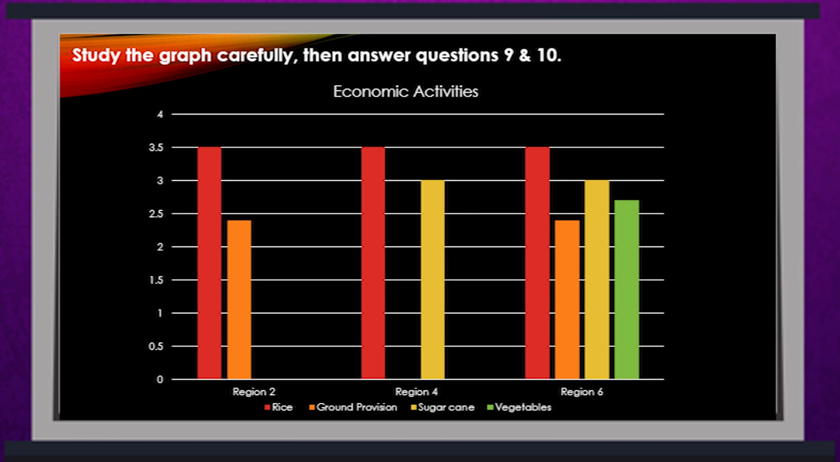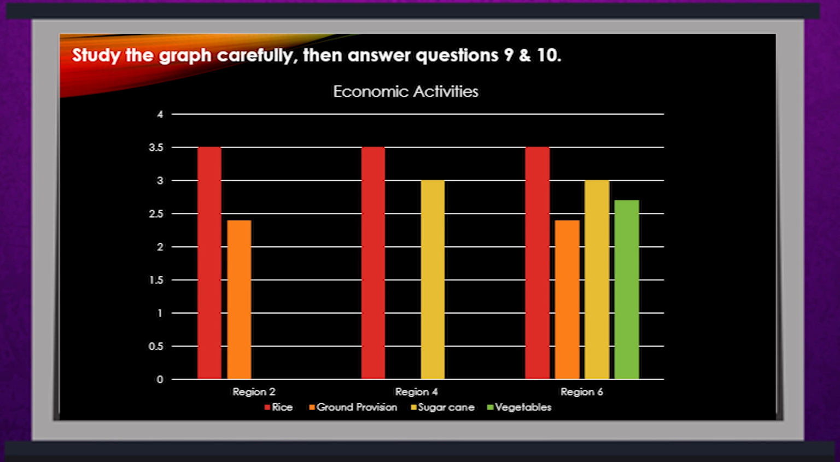Questions 9 and 10. Study the graph carefully, then answer questions 9 and 10. So boys and girls, you have to study this graph. It says economic activities. And so as you look at this graph, you will see the names of 3 of our administrative regions. As a matter of fact, the numbers are there. Region 2, Region 4, and Region 6.